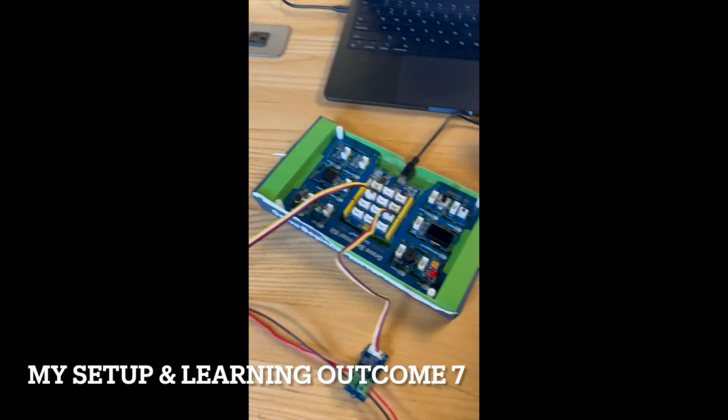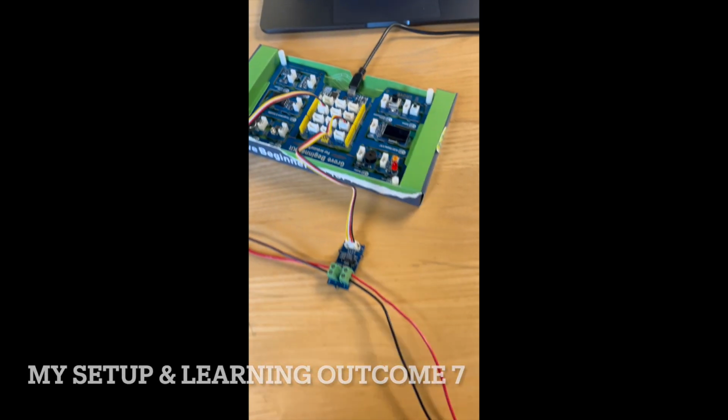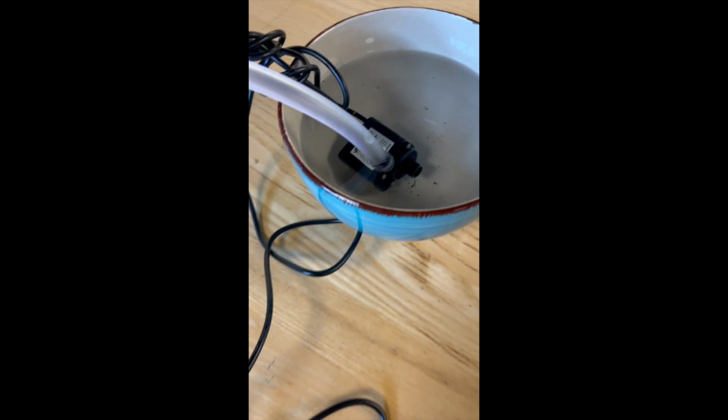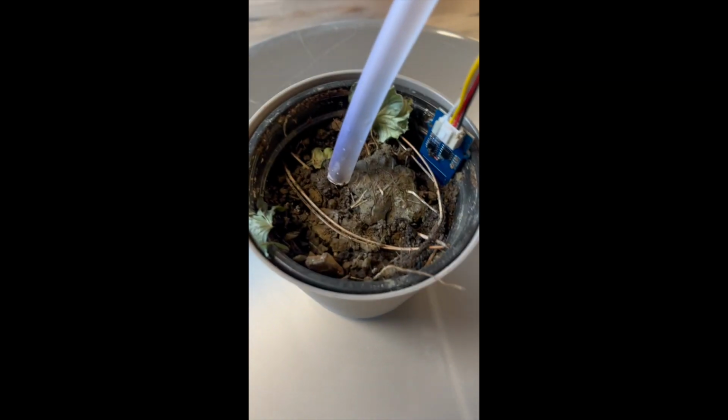Okay, so this is my plant and board setup. Firstly, we have my grow board connected to my computer, which is then connected to my voltage source, which is a battery. That's connected to my MOSFET board. That then follows and goes into my pump that is submerged in water. That then goes to my plant with my moisture sensor inserted.